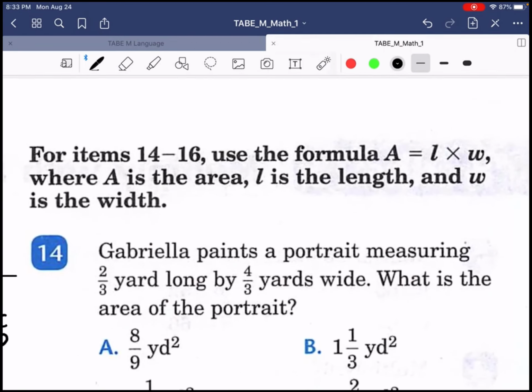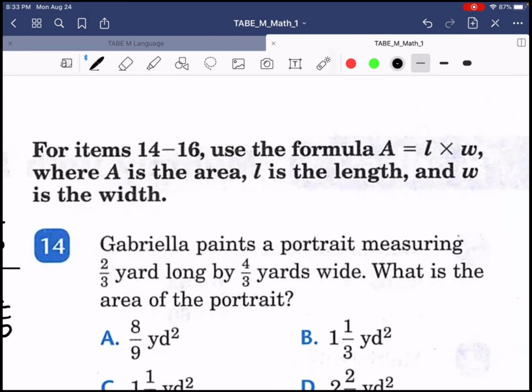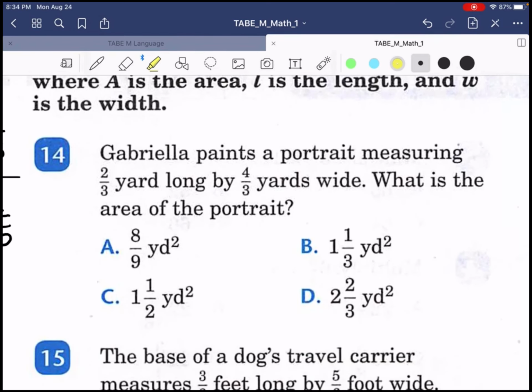Number 14, we're supposed to use the area formula. Gabriella paints a portrait measuring 2/3 a yard long by 4/3 yards wide. What is the area of the portrait? Area is always going to involve multiplication. And in this case, we're multiplying length times width. I will always draw a picture and put the dimensions in there.